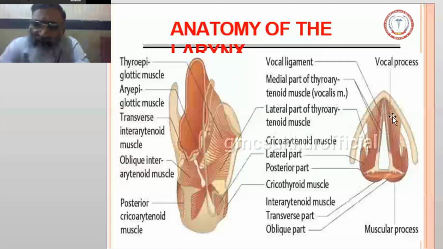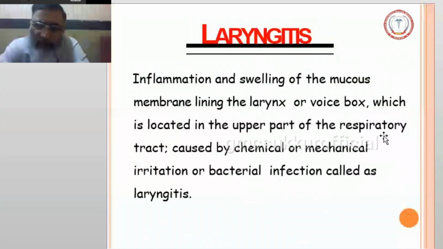Now, what is laryngitis? It is inflammation of the mucous membrane of the larynx. Inflammation of the mucous membrane of the larynx or the voice box, because there is the production of the voice from the larynx. That's why it is labeled as a voice box. So inflammation of the mucous membrane.